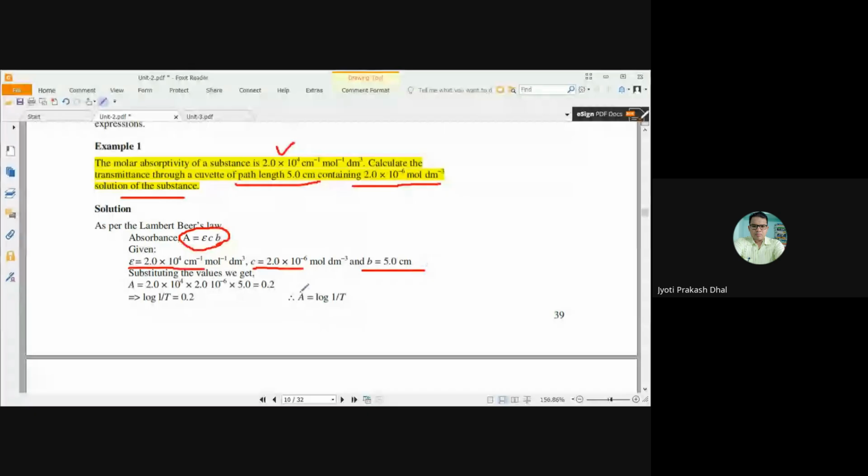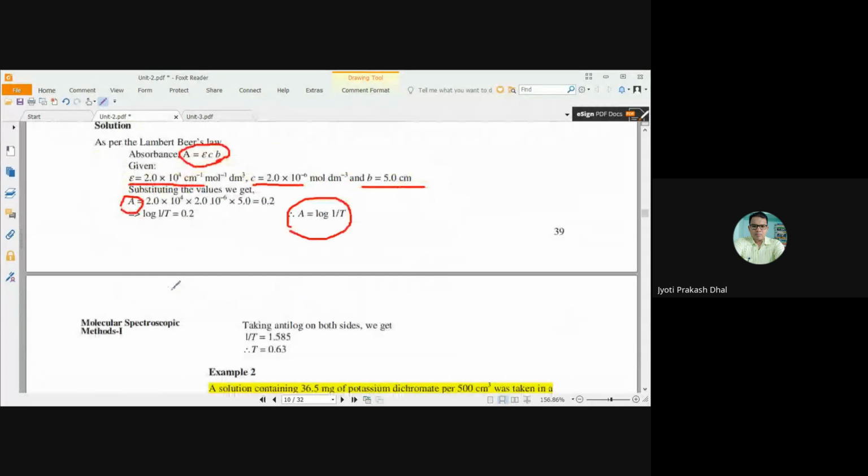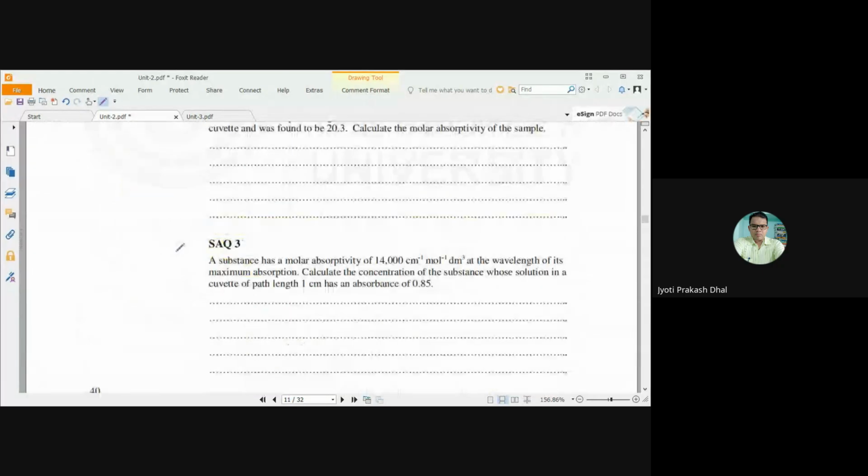Now substituting all the values, we can get the value of A, and after that we can find A equals to log 1 by T. So the value of log 1 by T is given. Now taking the anti-logarithm, we can find out the value of T. Similarly, here is another numerical question that you have to solve.